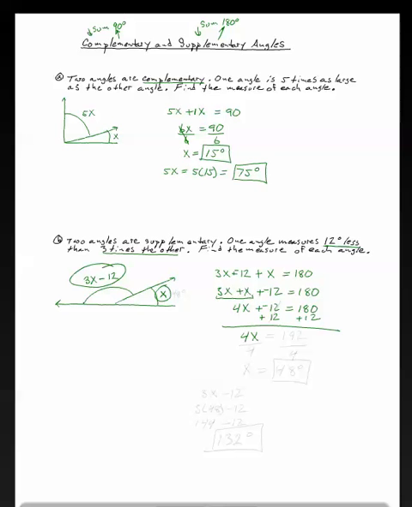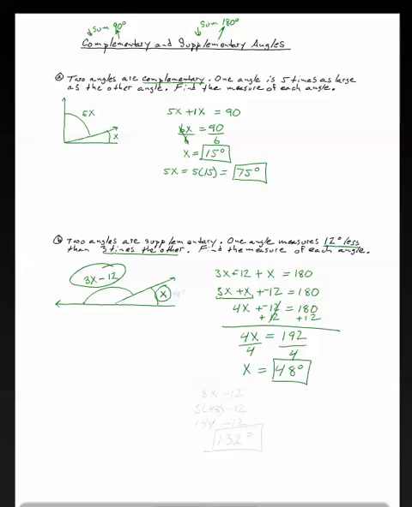That gives us 4x equals, that cancels, 180 plus 12 is 192. Finally, to get rid of that multiplication of 4 on that x, we're going to have to divide by 4 on both sides. And we get x equals 192 divided by 4 is 48 degrees.